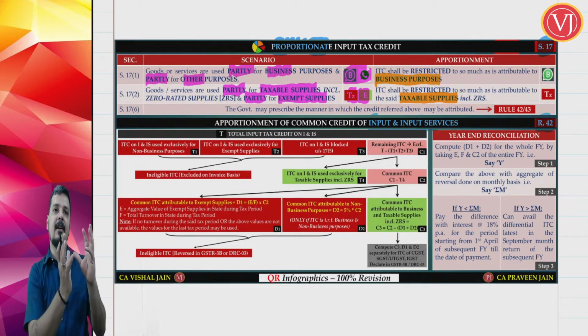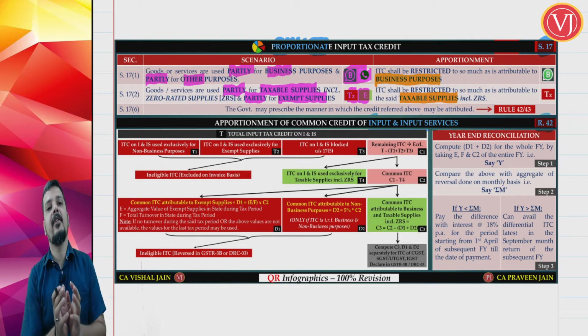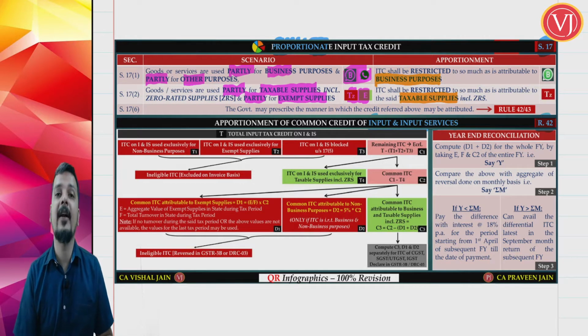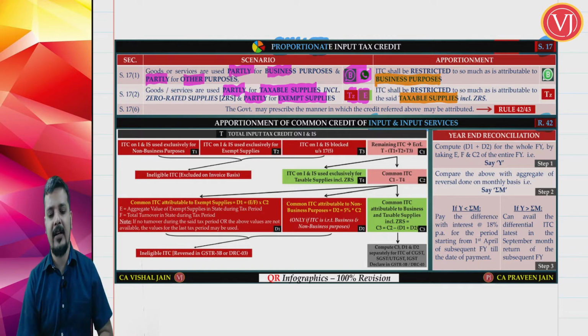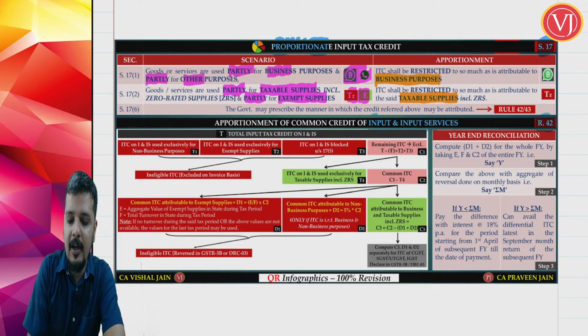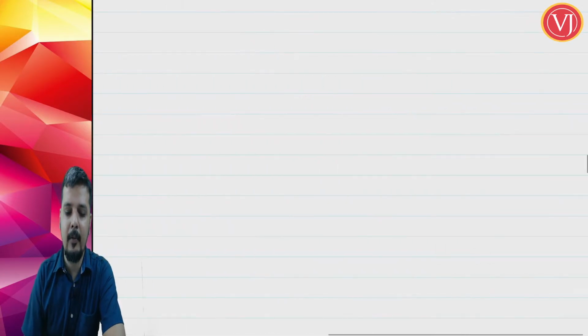Friends, inputs and input services which are used for both personal and business use as well as for taxable and exempt supplies, we call them common inputs and common input services. The same is true for capital goods as well. So the focus is on common inputs and common input services. Now how to analyze that? We will make it quite simple.